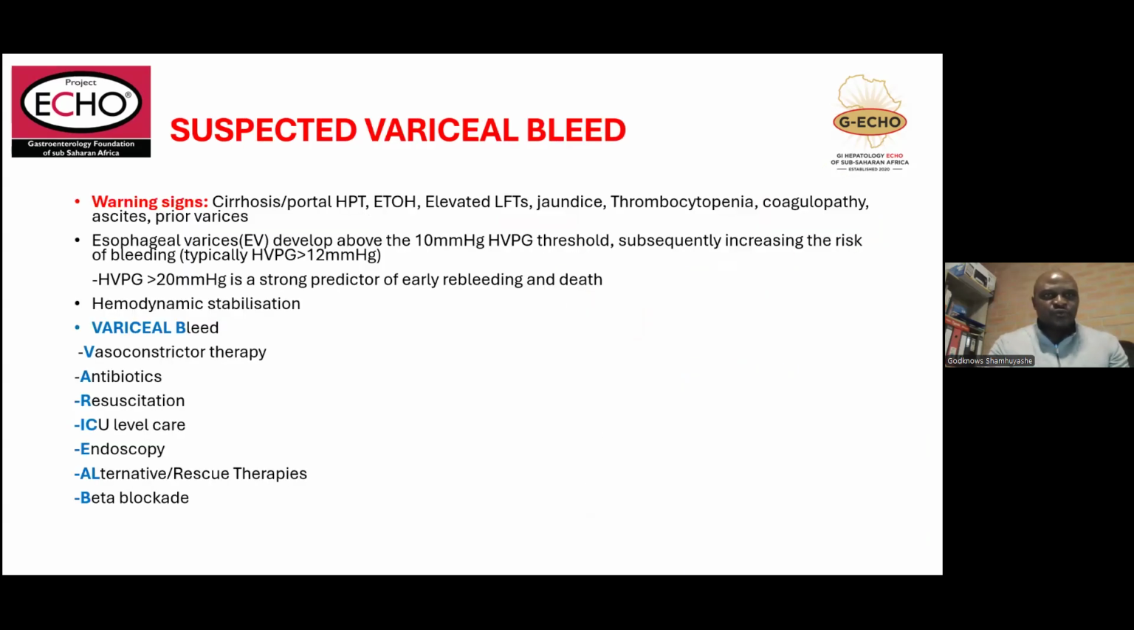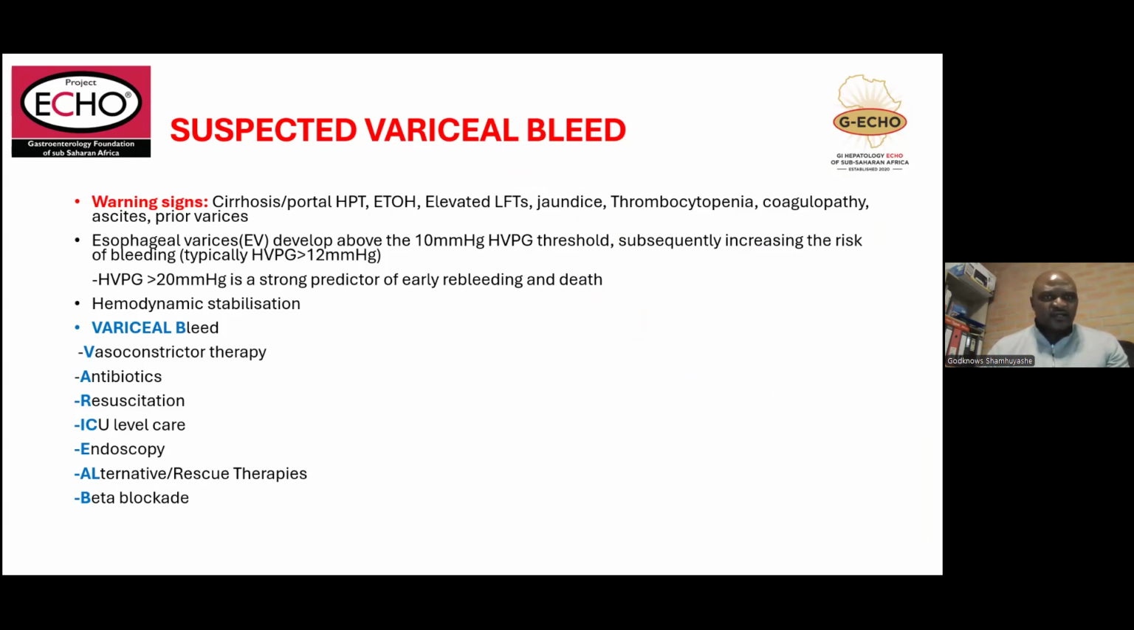So moving on to variceal bleeding. You suspect it in patients who have chronic liver disease, especially those who are alcoholic, with impaired liver function tests, jaundice, coagulopathy and ascites. These are your warning signs. Some might be known, some might not. They might have an upper GI bleed as the initial presentation.